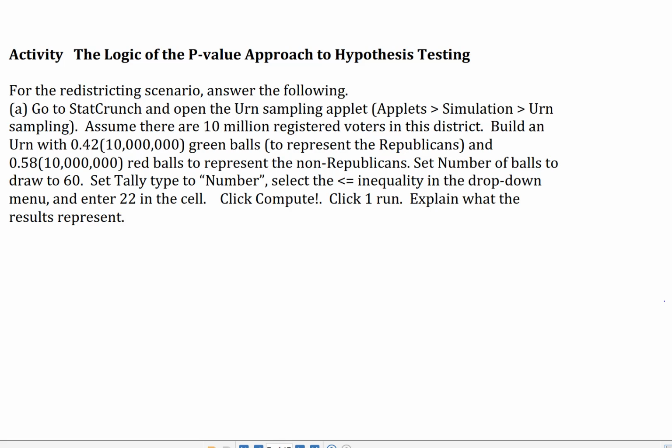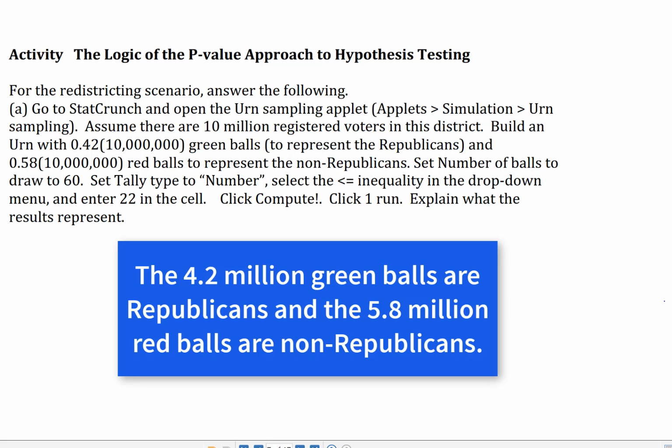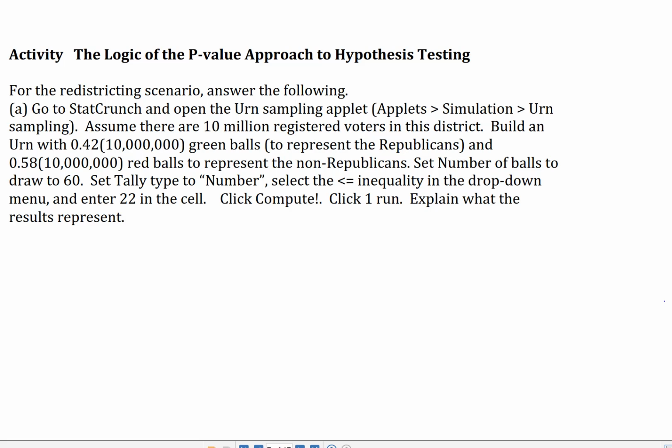Democrats, Independents, Libertarians, whatever. And so take 42% of 10 million, that's 4.2 million, and we're going to put those 4.2 million into an urn. We'll just put them into an urn and call them balls. So make them green balls, right? And then we're going to take the rest, the 5.8 million red balls, and they're going to be non-Republicans, right? So we basically are building a population, a big vat with 10 million people in them. They're not going to be actual people, they're going to be balls.